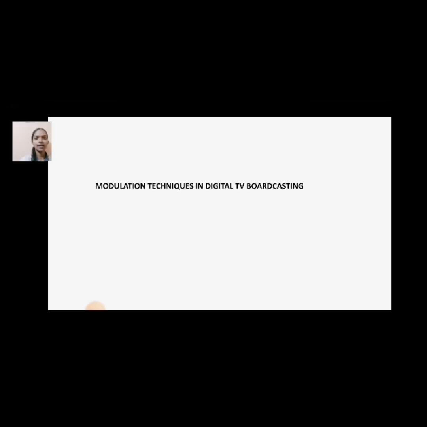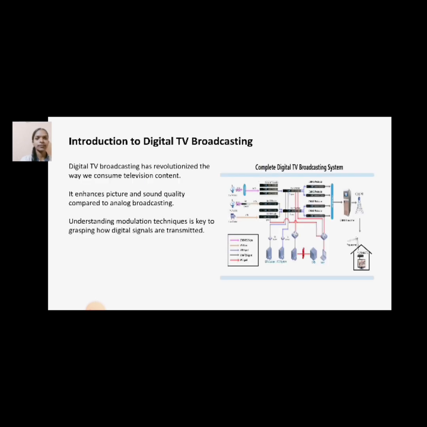Today I am going to discuss one of the topics that comes under digital communication, and the subject code is BEC 503. The topic I am going to discuss is modulation techniques in digital TV broadcasting. First, we have to know what is digital TV broadcasting. Introduction to digital TV broadcasting.